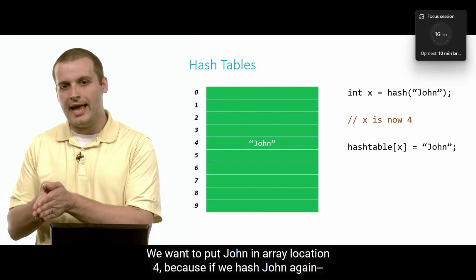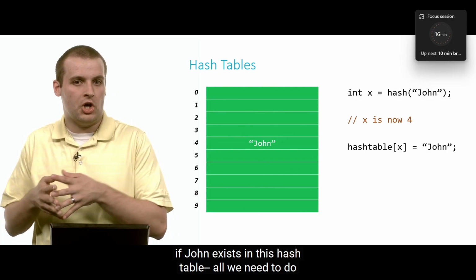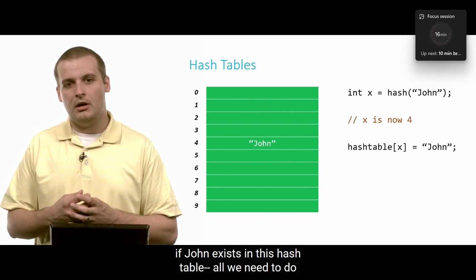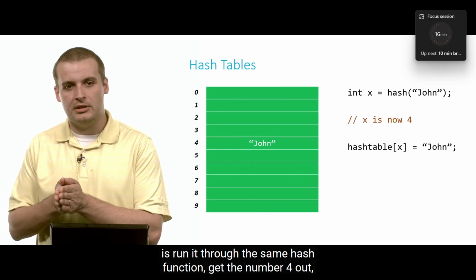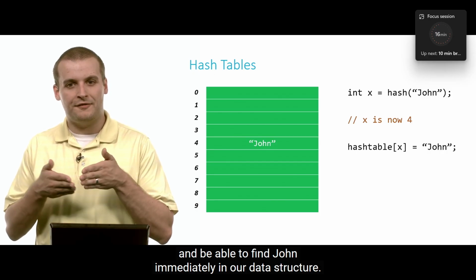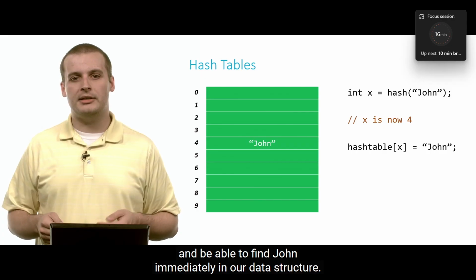Because if we hash John again, let's say later we want to search and see if John exists in this hash table, all we need to do is run it through the same hash function, get the number 4 out, and we'll be able to find John immediately in our data structure.